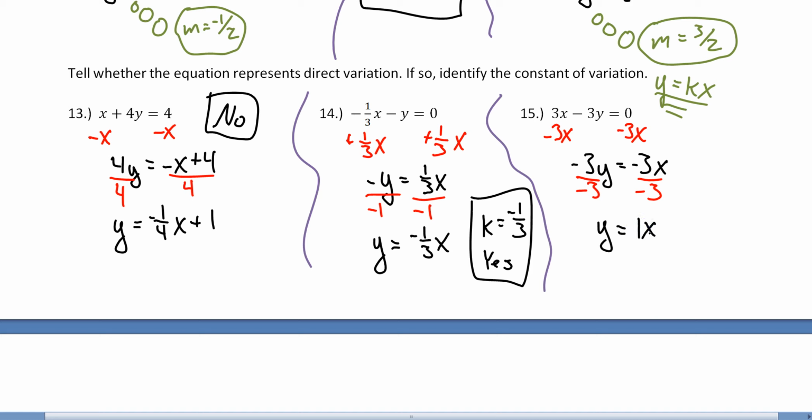And so this is in the format y equals mx plus b with a y-intercept of 0. So that makes it in the format y equals kx. So this one is direct variation. And the k value this time is 1. Okay?